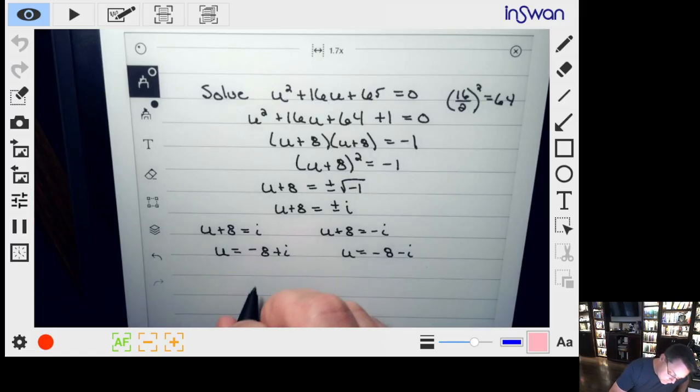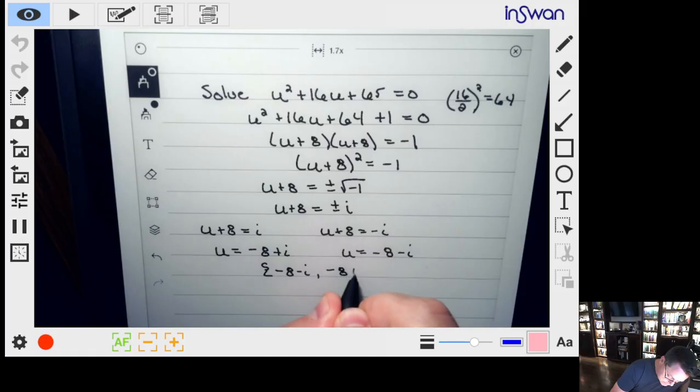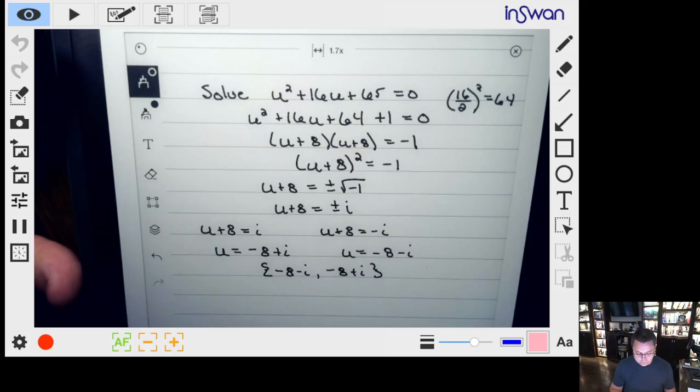So what are your solutions? Well, we've got two of them in the complex plane. We've got one as negative 8 minus i. That's one of the numbers. And the other one is negative 8 plus i, just like that. So again, we're assuming in this problem that we're working with complex solutions. If that's the case, then these are the two answers.